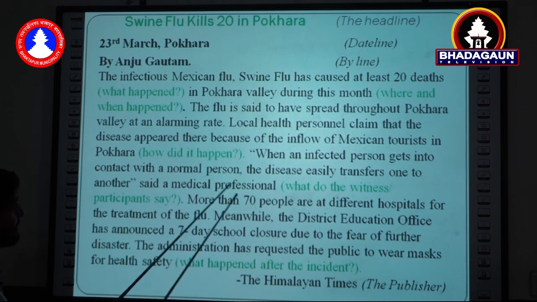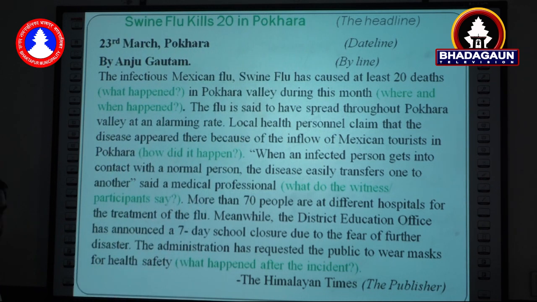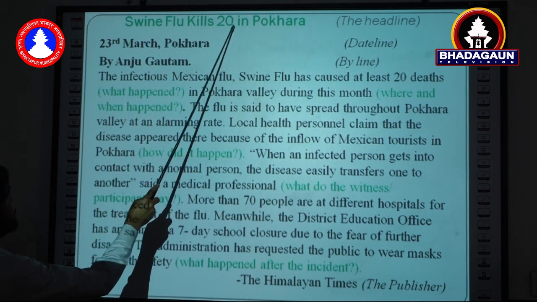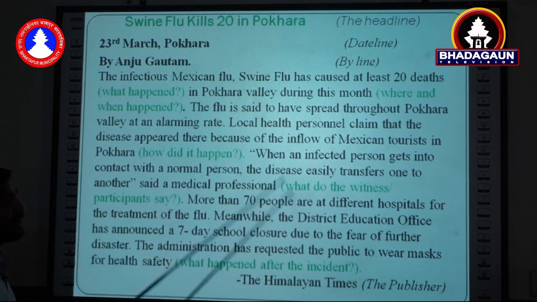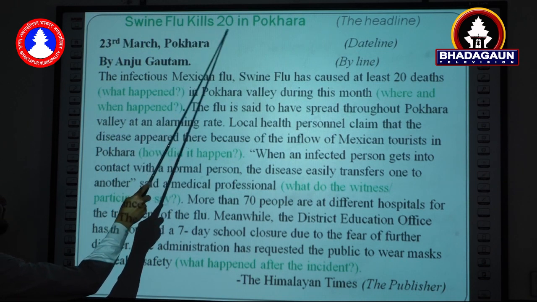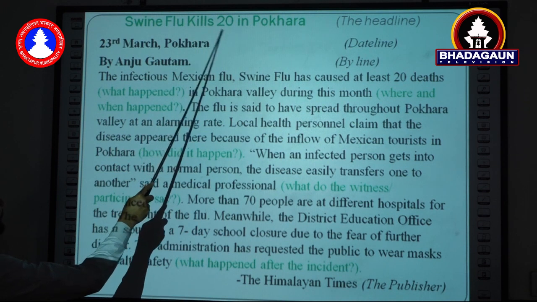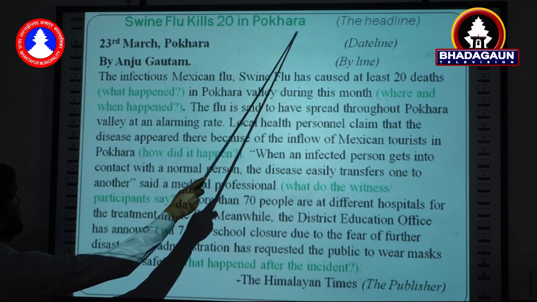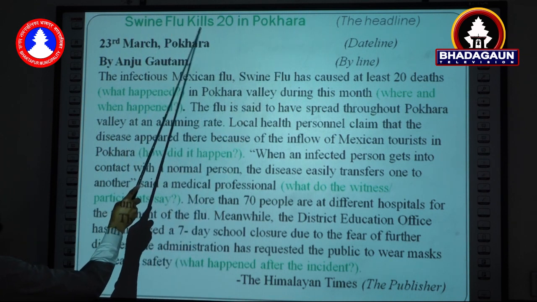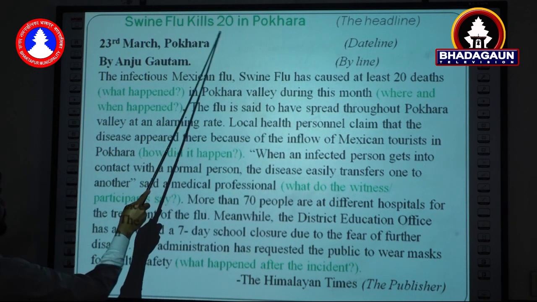But the general trend is we write the headlines generally in the present simple tense. Swine flu kills 20 in Pokhara. What is the important information given in the clue that is written as a headline? The killing of these 20 people is the most important information of the clue. That's why it is put as a headline. So, swine flu kills, present simple tense, 20 in Pokhara. This is the headline. It is written on the top, right?